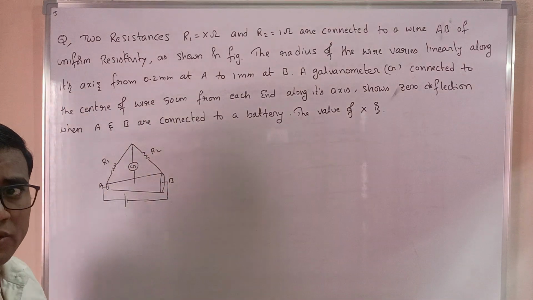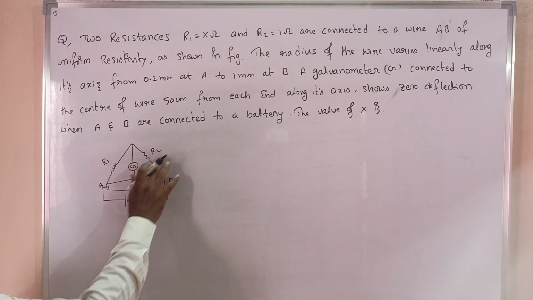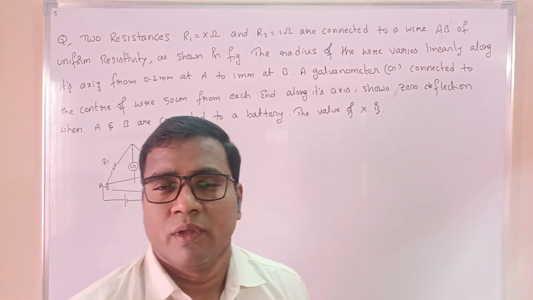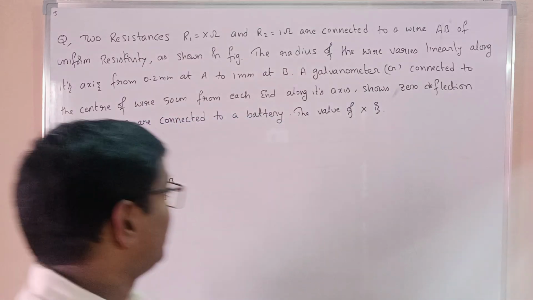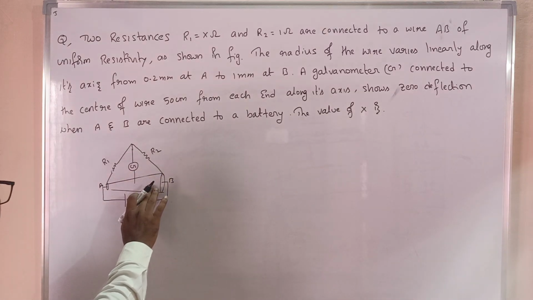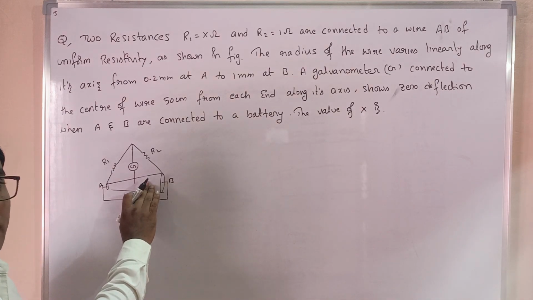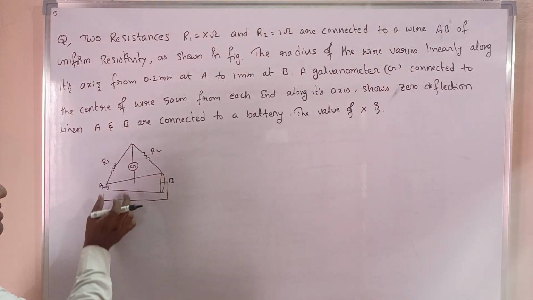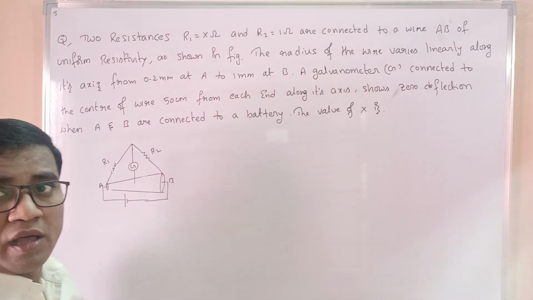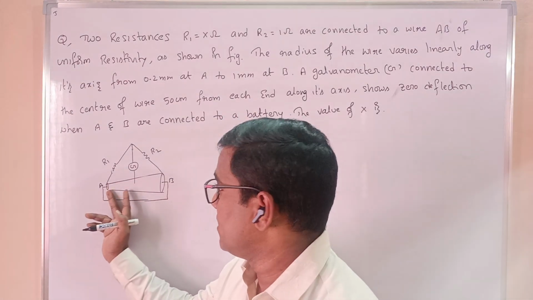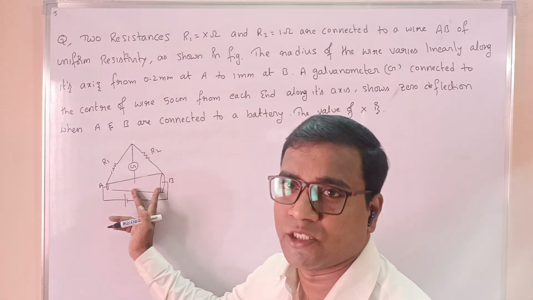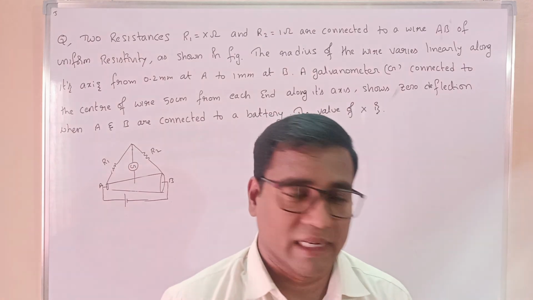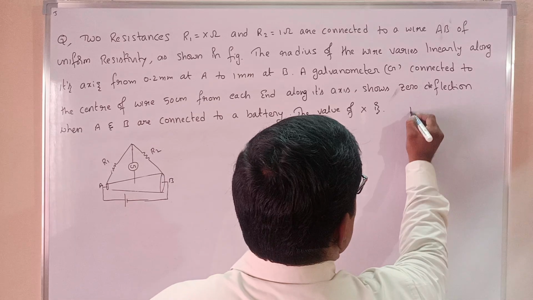We know it is similar to the Wheatstone bridge. Under balanced condition, we know P by Q is equal to R by S, and in a similar manner we can apply it here. But here it is not a uniform cross section. The resistivity is uniform, but the radius is varying. So we have to calculate the resistance offered from here to here, and from here to here. Once you calculate it and apply P by Q is equal to R by S, you will get the answer. This question is from JEE Advanced.